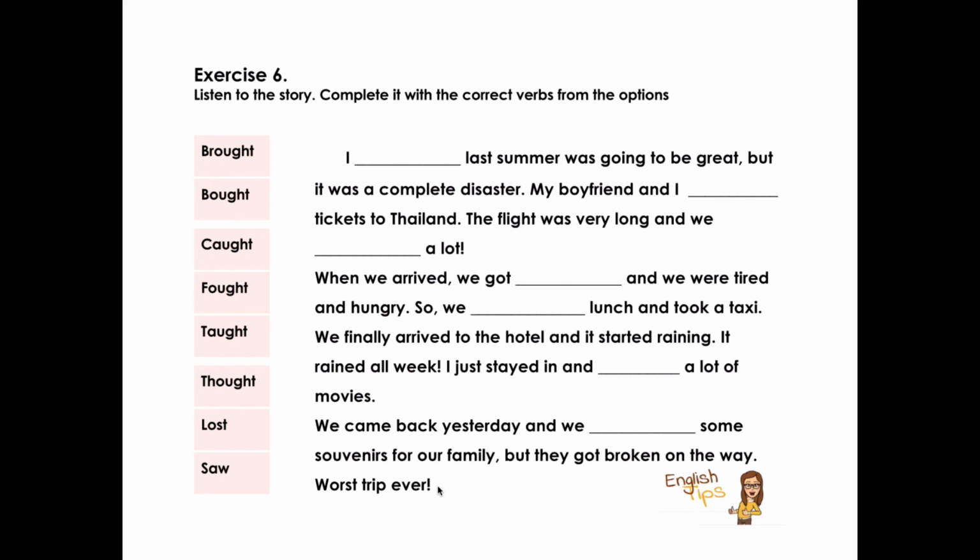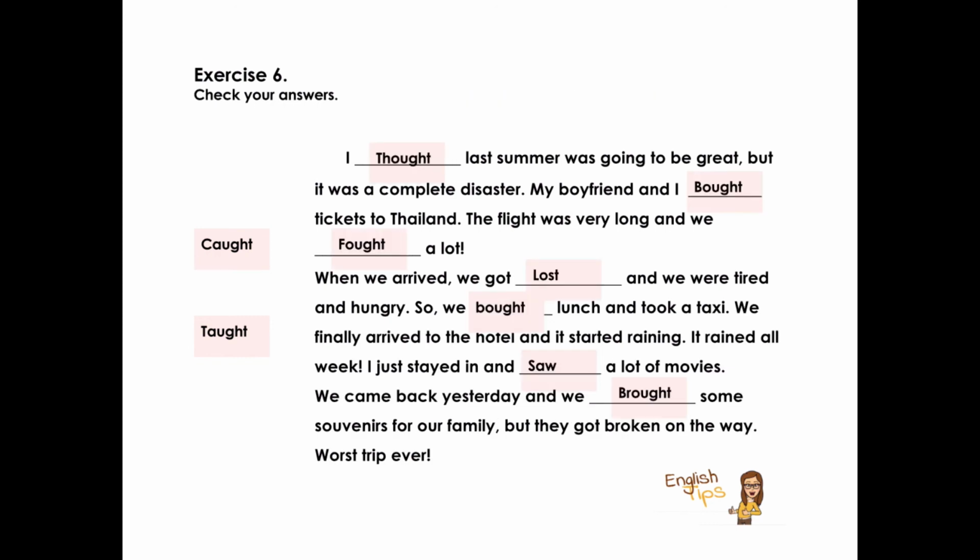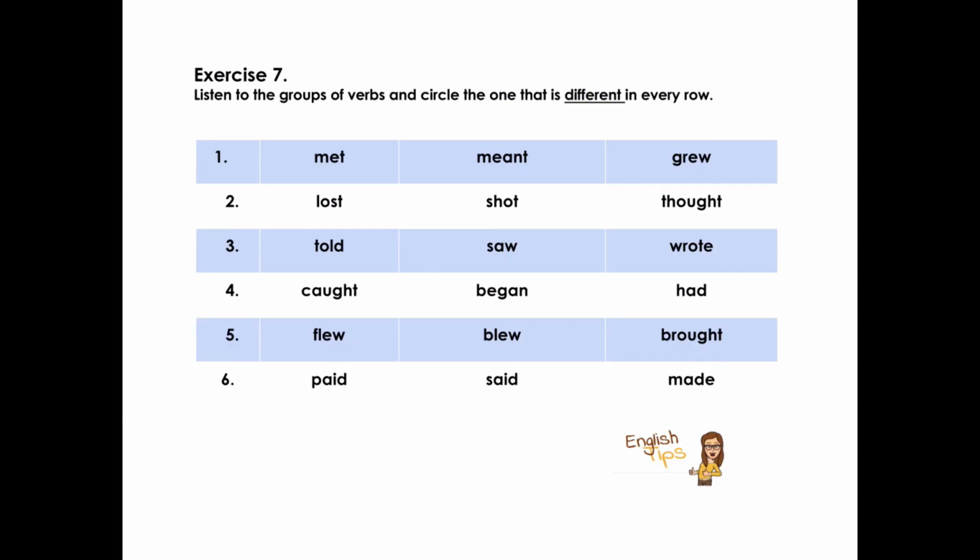Now check your answers. Exercise 7. Listen to the groups of verbs and circle the one that is different in every row.